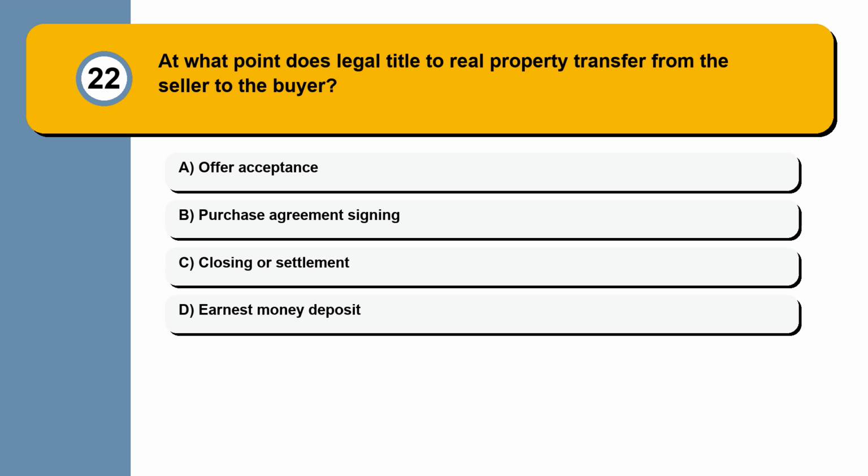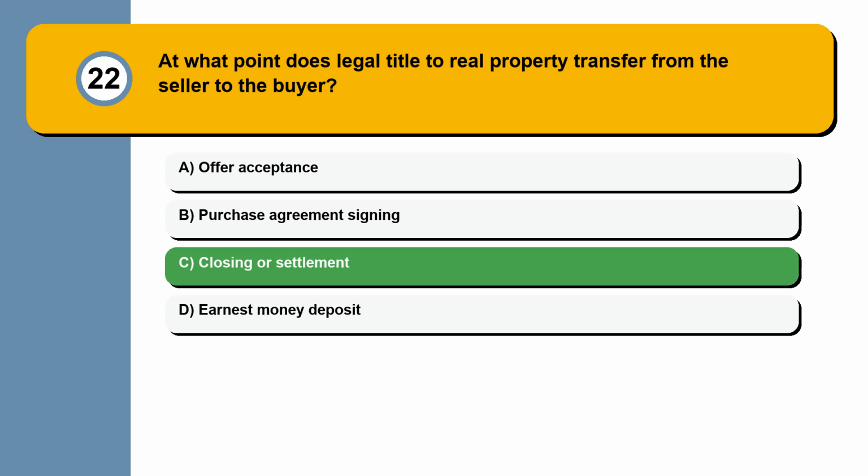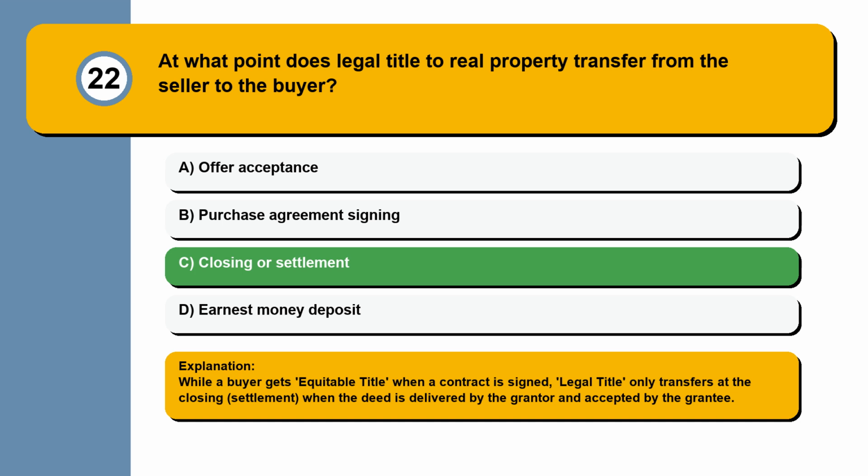Question 22. At what point does legal title to real property transfer from the seller to the buyer? Offer acceptance, purchase agreement signing, closing or settlement, earnest money deposit. While a buyer gets equitable title when a contract is signed, legal title only transfers at the closing, settlement, when the deed is delivered by the grantor and accepted by the grantee.